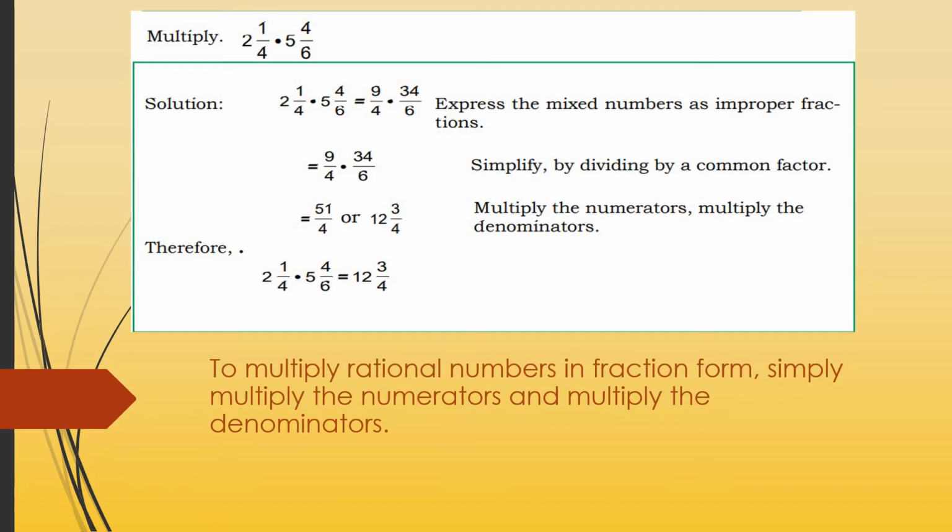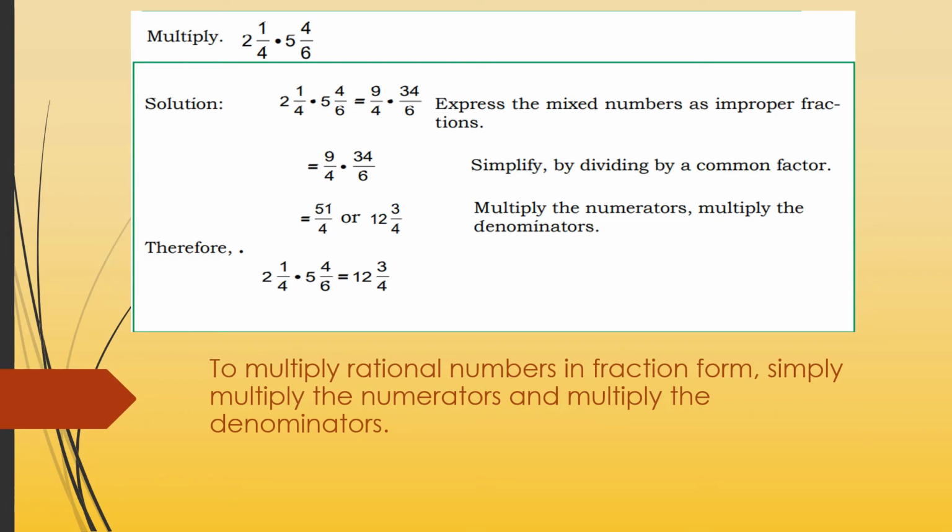Okay, so let us now multiply 2 and 1/4 times 5 and 4/6. For our solution, first express the mixed numbers as improper fractions. How are you going to express mixed numbers as improper fractions? Just multiply the denominator by the whole number, then add the numerator. So that is 4 times 2, that is 8, plus 1, that is 9. Copy the denominator, which is 4, so that is 9 over 4. Next is 5 times 6 is 30, plus 4, that is 34. Copy the denominator, which is 6, so that is 34 over 6.